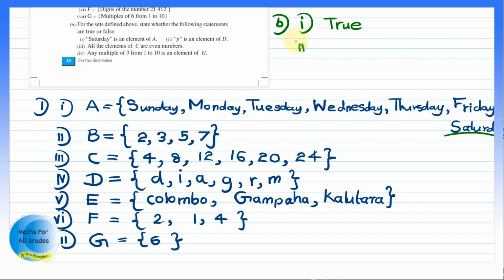Row number 2. P is an element of D. This is the set D, and P is not an element of this set. P is not written in here. So that makes the second statement false.